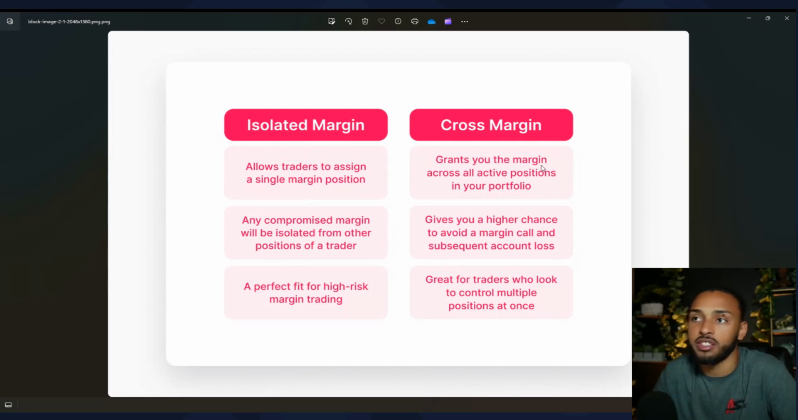Cross margin grants you the margin across all active positions in your portfolio, which is so risky, but gives you a higher chance to avoid margin call and subsequent account loss. Sorry. And of course, it is great for traders who look to control multiple positions at once. So I would say cross margin should be used if you're a lot more experienced. Okay, just a lot more experience in general. I wouldn't be touching that if you were brand new to the scene.